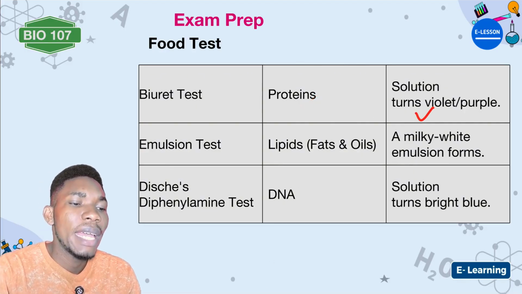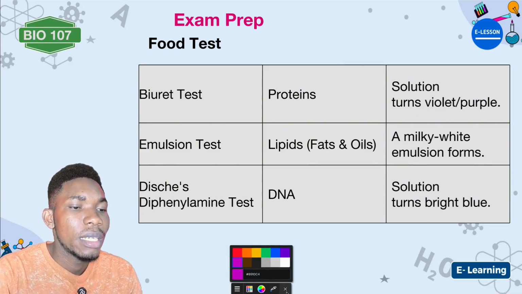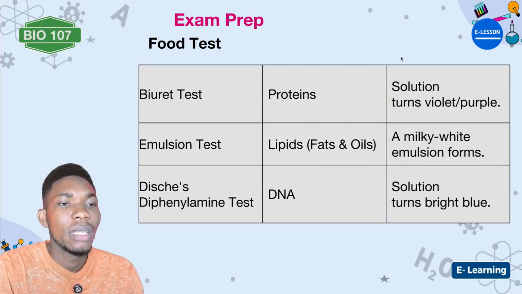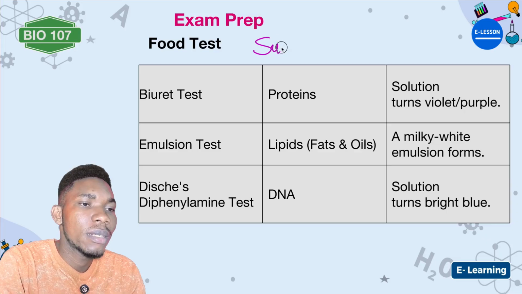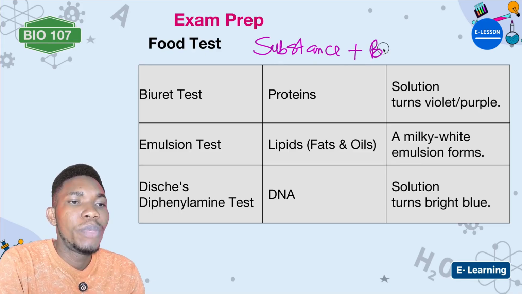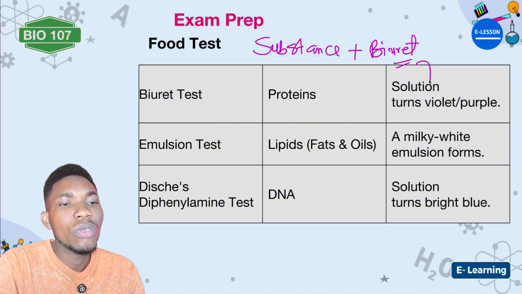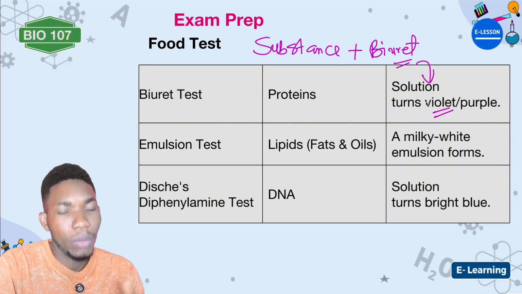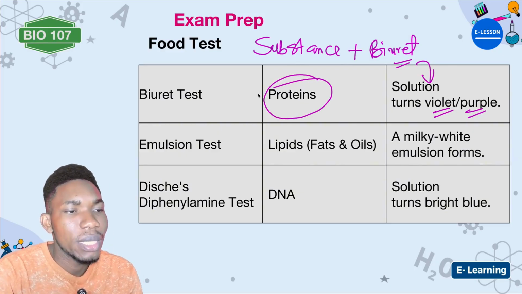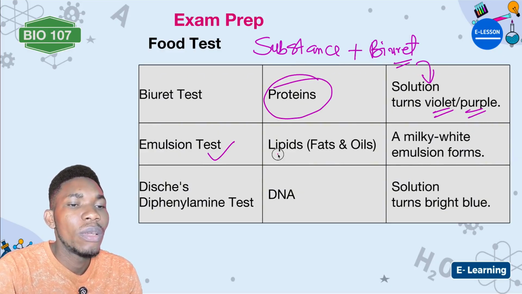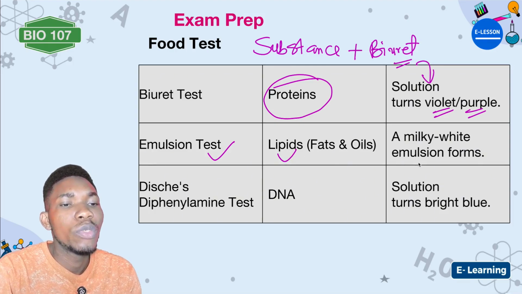So if you put any substance, let's say this is a substance plus biuret reagent, the reagent that is used, and the solution turns violet, which is this color, the color of the pen, or purple, you know that what is present there is protein. Then we have the emulsion test for lipid. A milky white emulsion is formed.